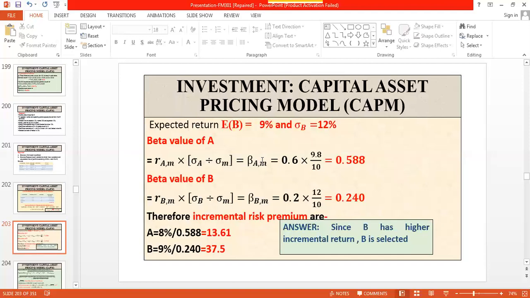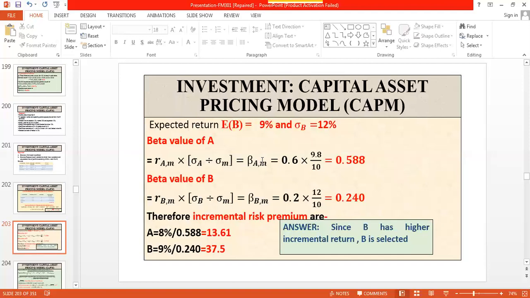For security B, it is RBM into risk of security B, sigma B, divided by again market risk, sigma M. This is your beta value of security B in relation to market portfolio M. This will give you 0.240.